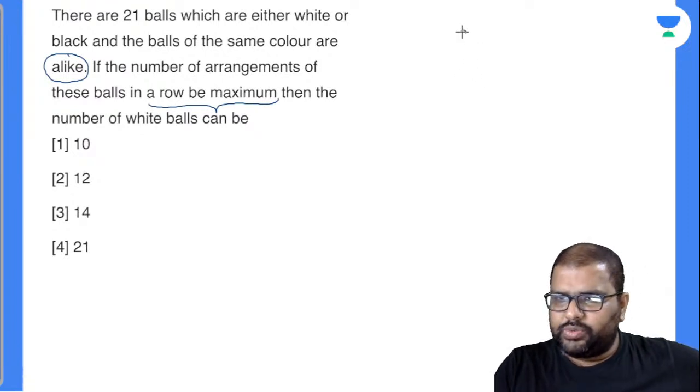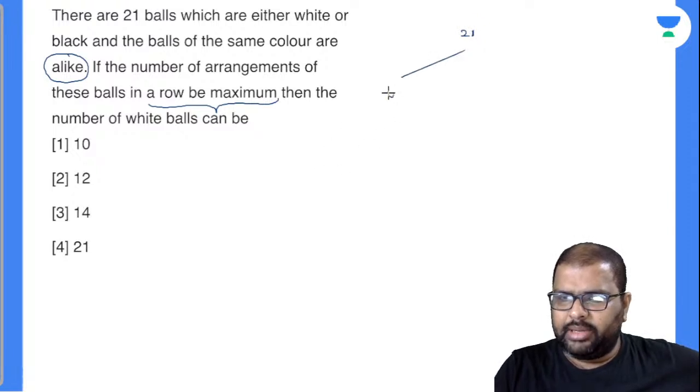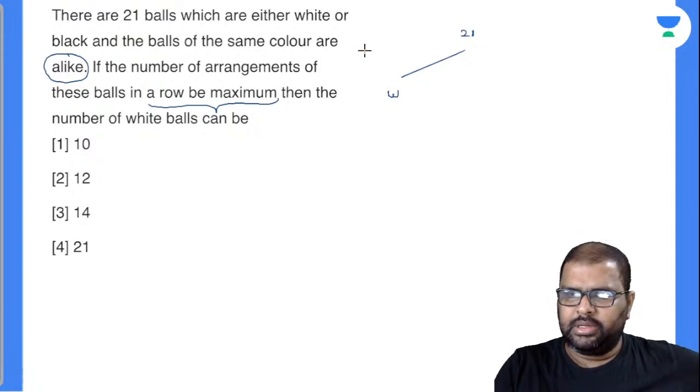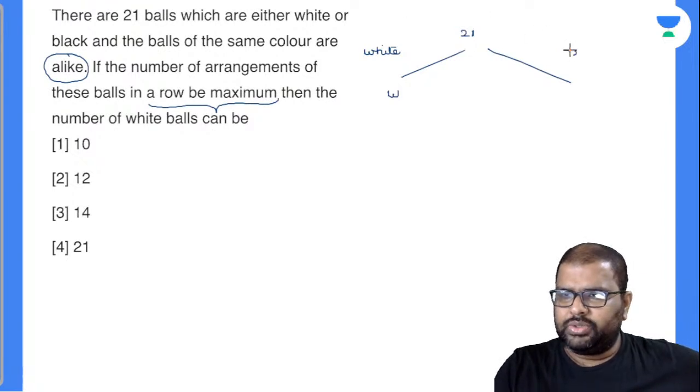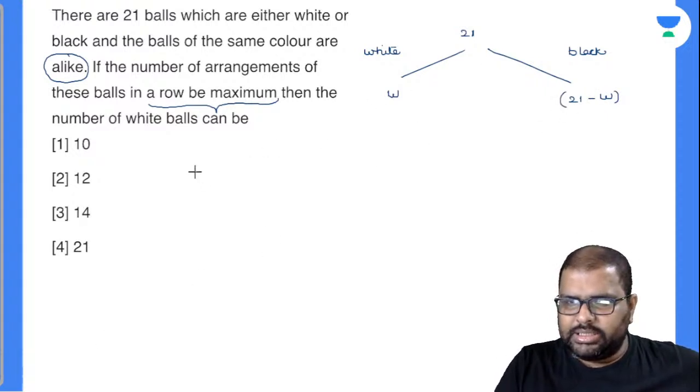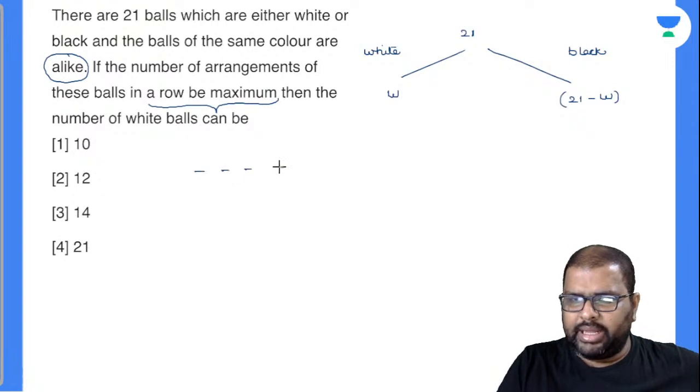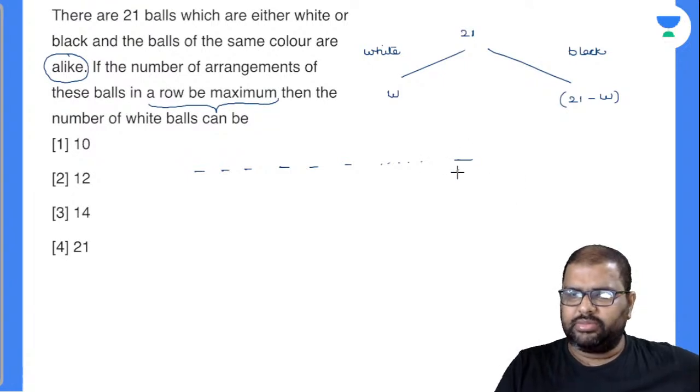Let's go, you had 21 balls. In those 21 balls, let us suppose you have W number of white balls. And this W has to be the maximum value, the question asks, right? And the remaining balls must be black. Closely observe, is it 21 minus W? Yes. Now see, you are asked to arrange these 21 balls in a row. 1, 2, 3, dot to 21. This is your 21st ball.